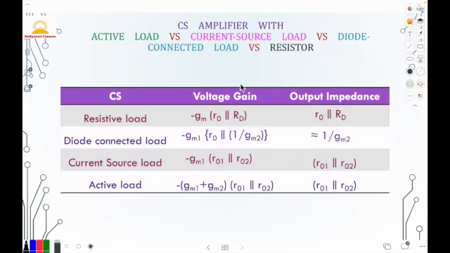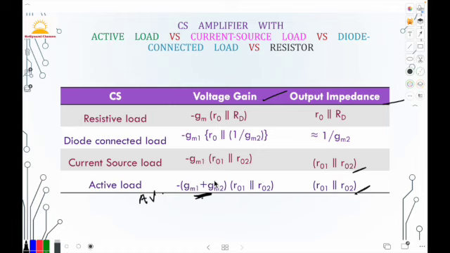This is the voltage gain and output impedance comparison table. Here you should note down that the output impedance of the current source load and active load common source amplifiers are the same, but the transconductance of the active load is larger than the current source load version, which facilitates better voltage gain in the active load common source amplifier.